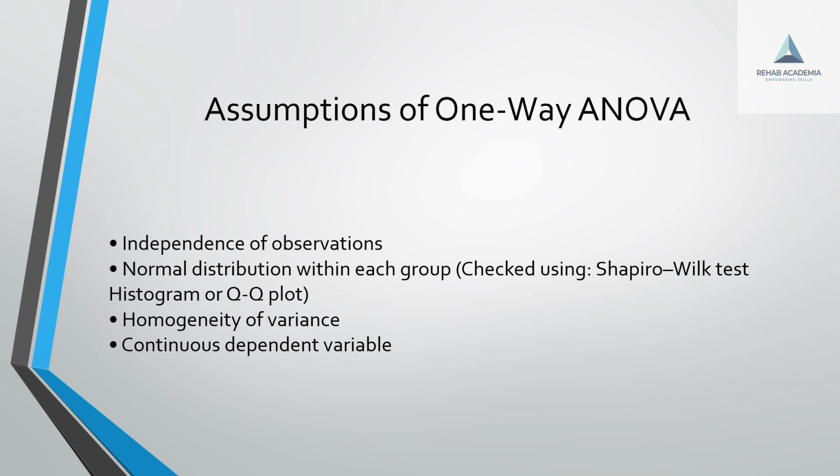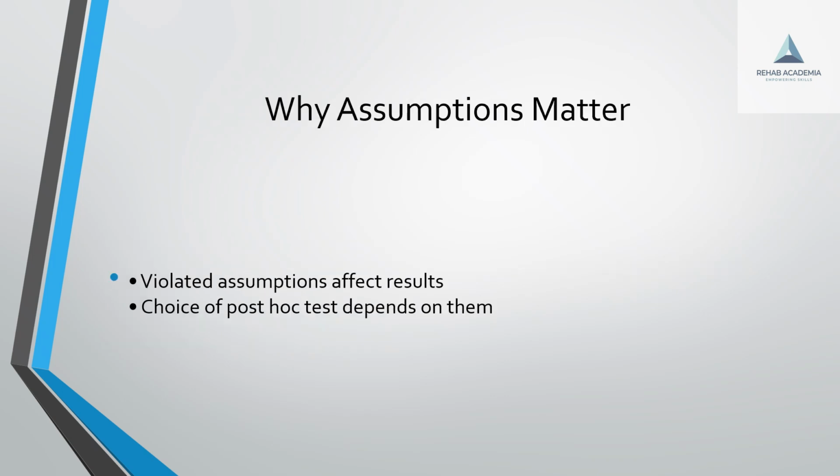The outcome is normally distributed within groups. Normality means that outcome data should follow an approximately normal distribution in each group. This can be checked using statistical tests or graphical methods. And variances are equal. Homogeneity of variance means that the spread of scores should be similar in all groups. If this assumption is violated, alternative ANOVA methods should be used. And lastly, the dependent variable is continuous. If assumptions are violated, results may be misleading and the wrong post-hoc test may be applied.